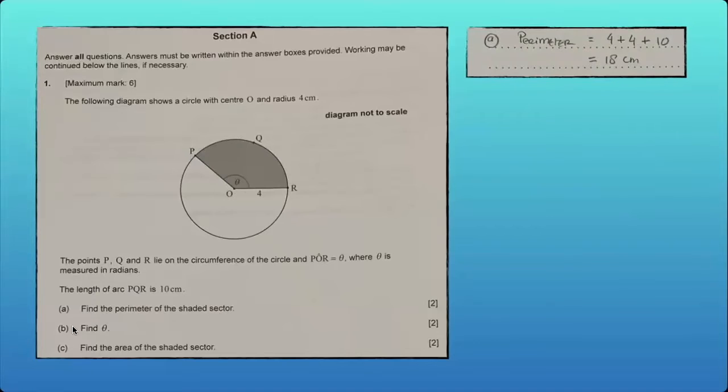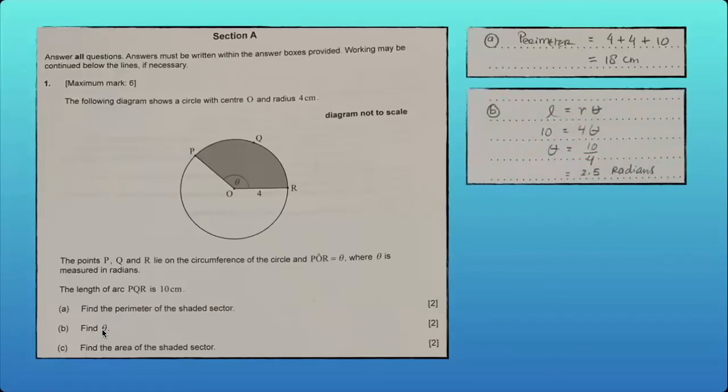Next one, find theta. Remember this formula for finding arc length: L is equal to r theta. Arc length again is given. This is equal to 10 centimeters is equal to r theta. Radius is given, which is 4 centimeters. And theta is what we're trying to find. So theta is equal to 10 over 4, or in decimal, it is equal to 2.5 radians.